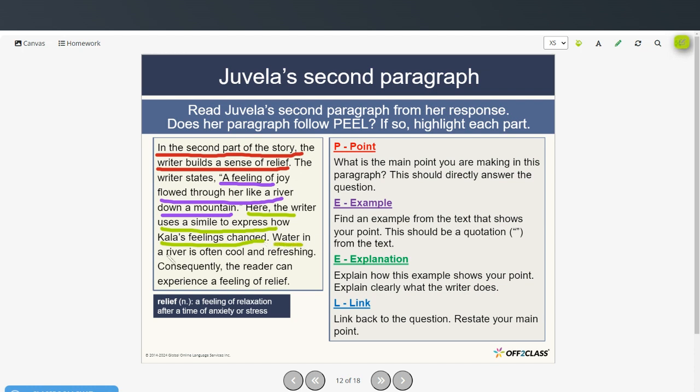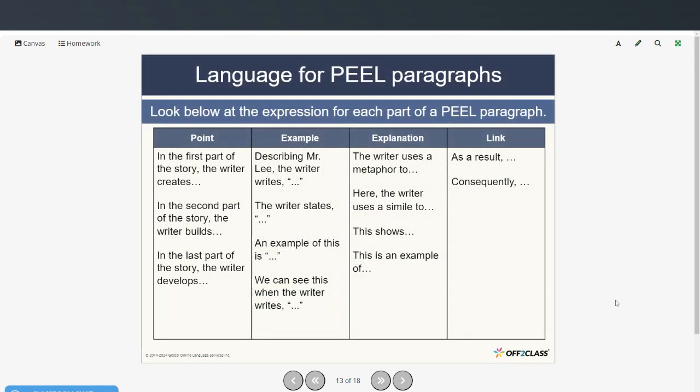Water in a river is often cool and refreshing. And then the link back to the question restates your main point. Consequently, the reader can experience a feeling of relief. So this second paragraph did follow the PEEL method.